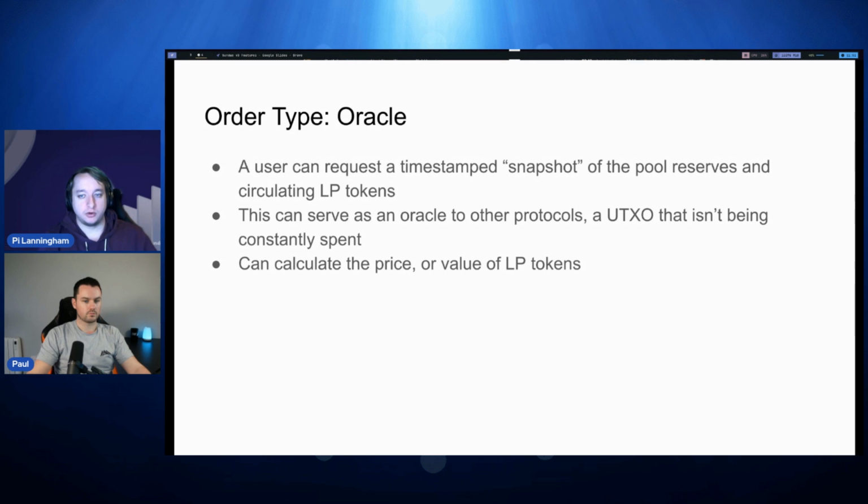So what an Oracle order type allows is, you pay the protocol fee, and it creates a snapshot with an NFT with a particular policy ID that you can then use that UTXO to build your transaction. And that snapshot is not going to get spent until you spend it to burn the UTXO and reclaim the minimum ADA. And so other protocols can use this as an oracle.